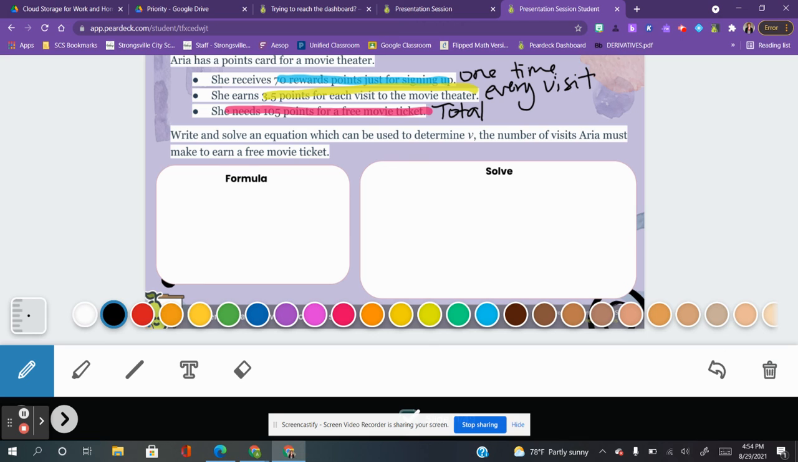Write and solve an equation which can be used to determine V, the number of visits, Aria must make to earn a free movie ticket. So they already gave me a variable, V, which is the number of visits. Again, I got my one-time reward as 70 plus. I have 3.5 for every visit. So that 3.5 goes with the variable V, and that's going to equal my total of 105.